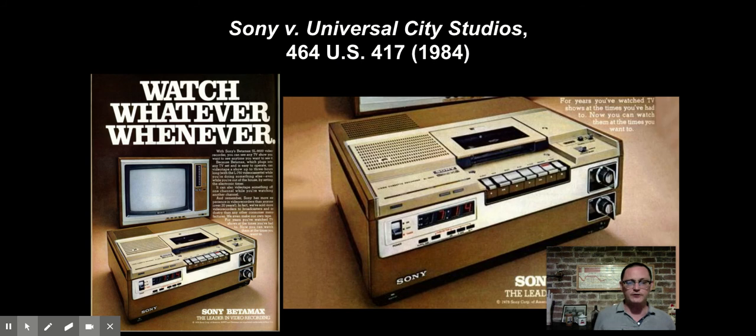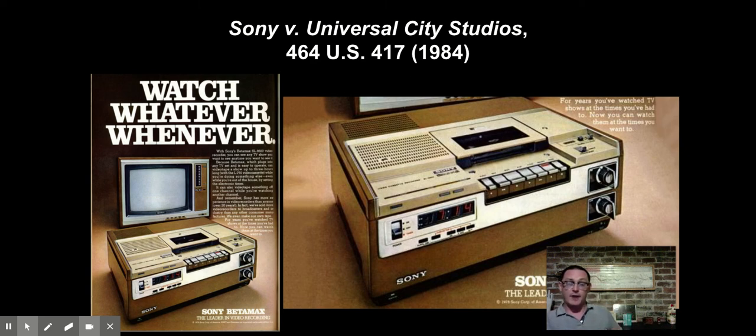Okay, well, Sony's response was, look, this is a machine that can be used for lots of different things, right? One of those things is taping material off the TV and rewatching it. And sometimes consumers might tape copyrighted content and make reproductions without the permission of the copyright owner. But they can use it for lots of other things as well, right? There's public domain material that's broadcast that they might make copies of.